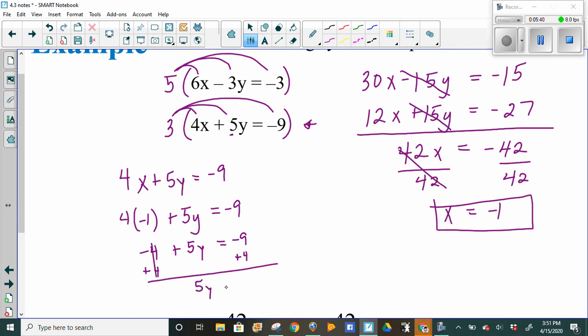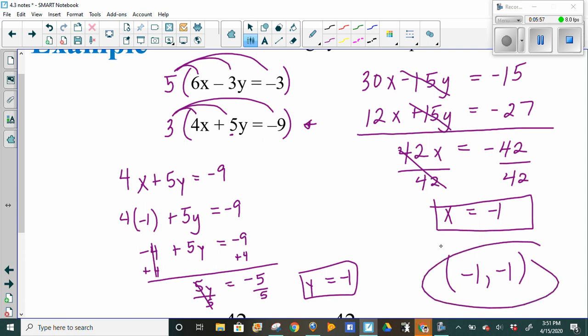So 5y equals -5. And then divide by 5 because that's what's in front of y. So y equals -1. So our solution, x is -1, y is -1. So that means that these two lines intersect at -1, -1.